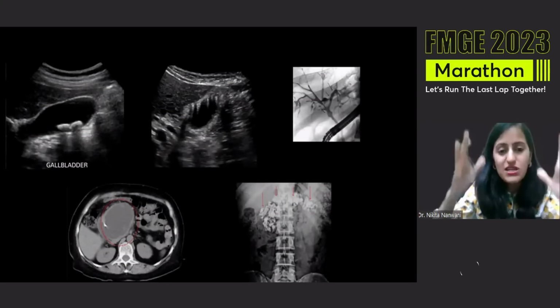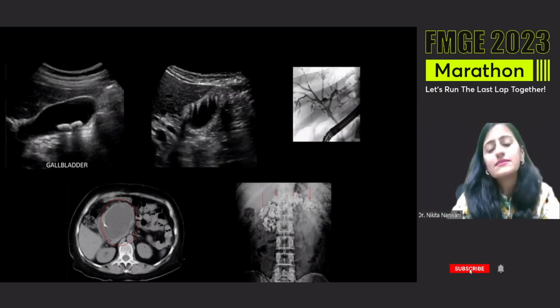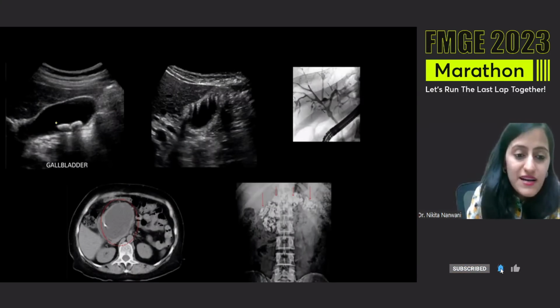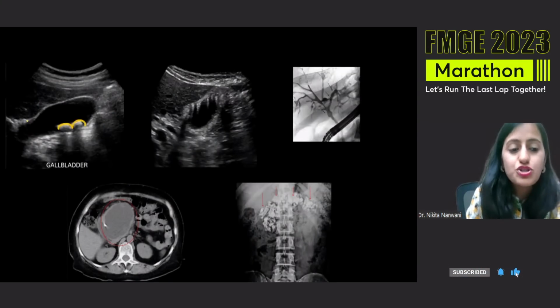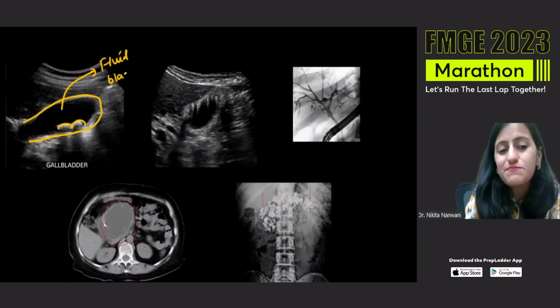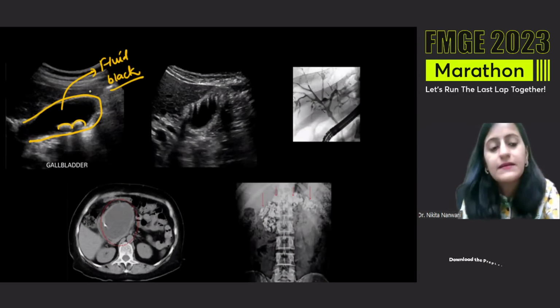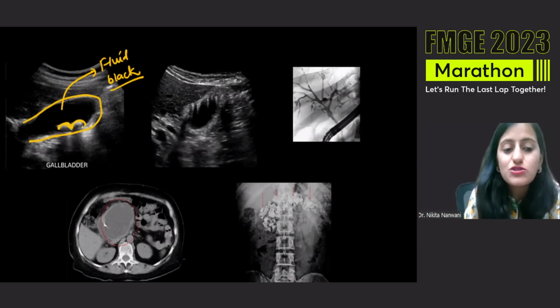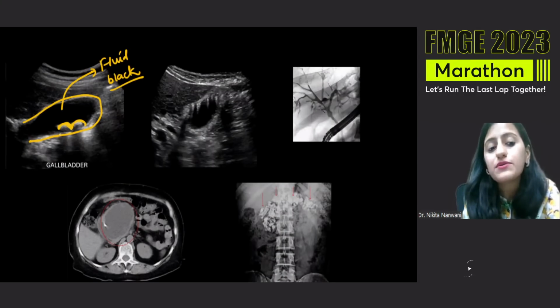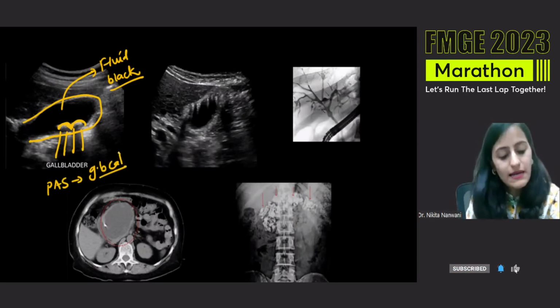We are done with the GIT part per se. Now coming to the hepatobiliary. First one, ultrasound showing this gallbladder. You can see that the gallbladder is black because remember that fluid is black on ultrasound. That means anechoic. And in the gallbladder, we see those white calculi. How do I know it's calculi? Because it is showing the posterior acoustic shadowing. So this is gallbladder calculi.